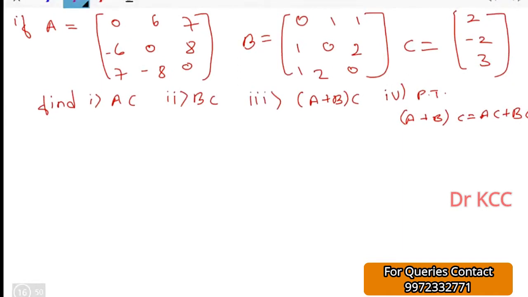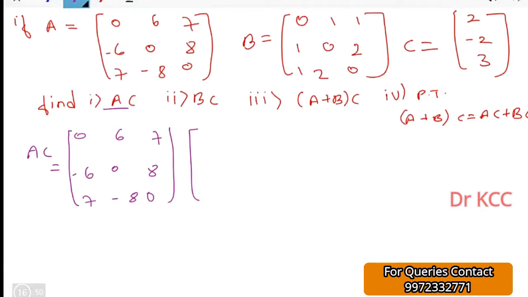First, matrices are given here. They're asking you to find AC. So we need to find out AC. So ನೀವೇನಾದರೂ ರಫ್ ಬುಕ್ ಪಕ್ಕದಲ್ಲಿ ಇಟ್ಕೊಂಡಿದ್ರೆ ಜೊತೆಗೆ ಮಾಡ್ಕೊಂಬನ್ನಿ, so that even you will get to know how to do it. A is 0, 6, 7, minus 6, 0, 8, 7, minus 8, 0, multiplied with C matrix. So what is C matrix here? 2, minus 2, 3. So I always suggest you, first of all, you work out with the orders.